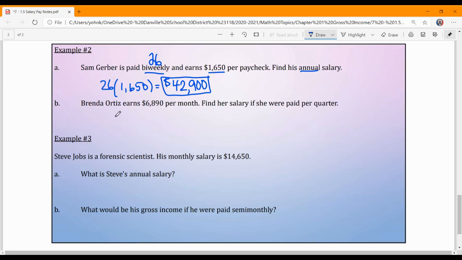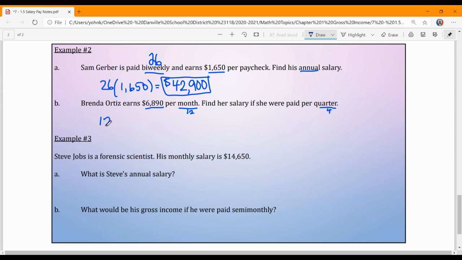Letter B, Brenda Ortiz earns $6,890 per month. Find her salary if she was paid per quarter. Well, the 6,890 is per month. That's 12 times. Well, in order to find out how much she's paid per quarter, I probably have to find out how much she gets paid for the year.